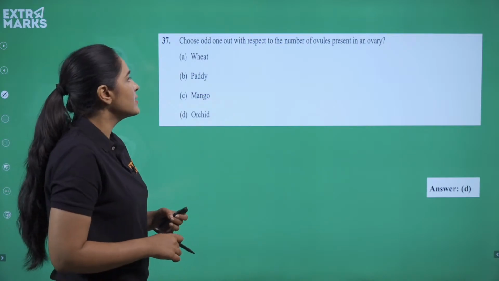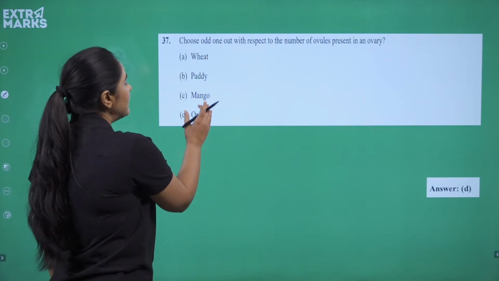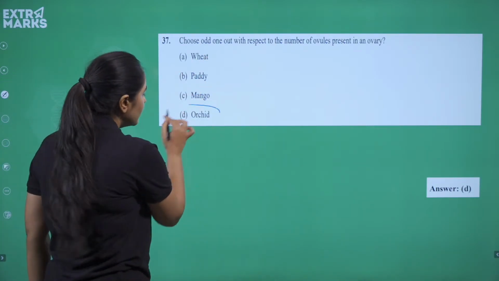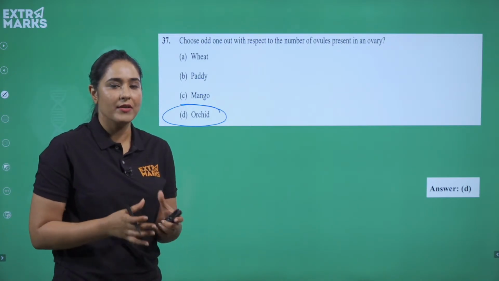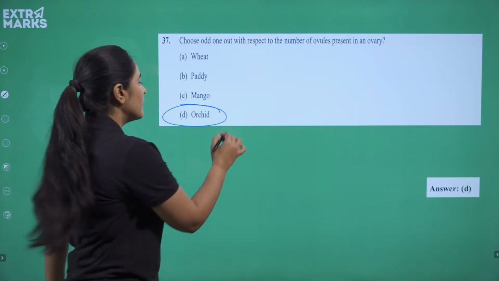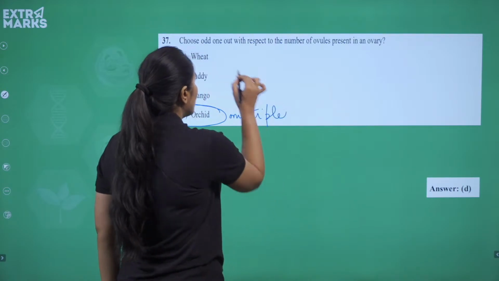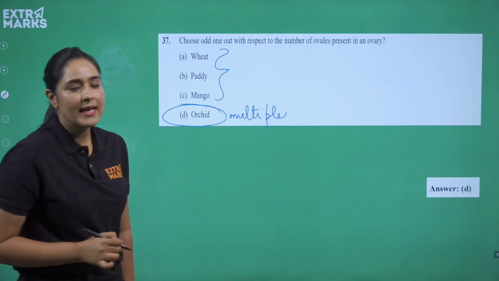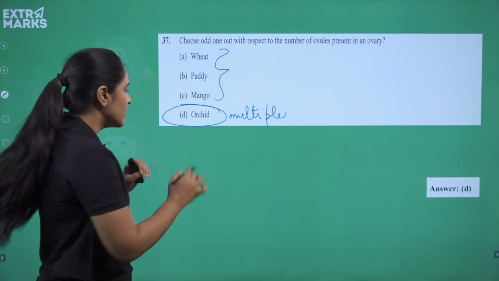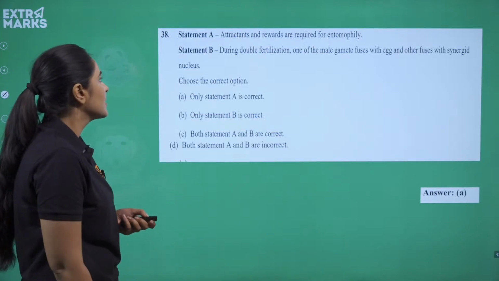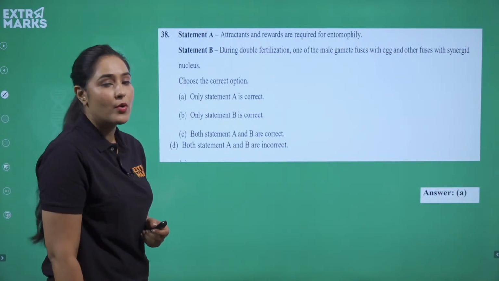Choose the odd one out with respect to the number of ovules present in an ovary: wheat, paddy, mango and orchid. As we were talking about the orchid also, it has many seeds. The fruit has many seeds. So obviously the ovules will be multiple or many. And if we talk about wheat, paddy and mango, they have one seed here. So orchid is the odd one out here. D option is correct.